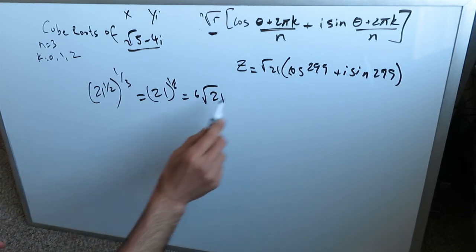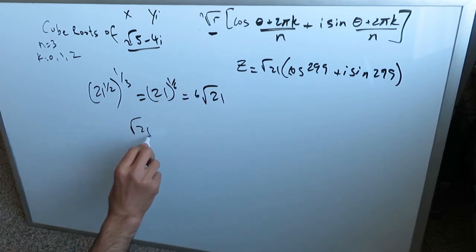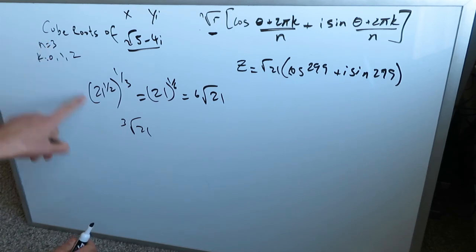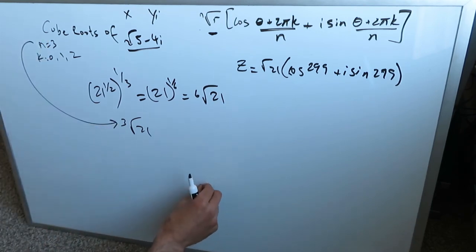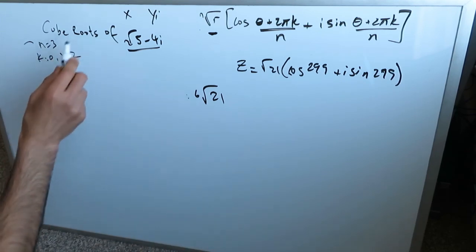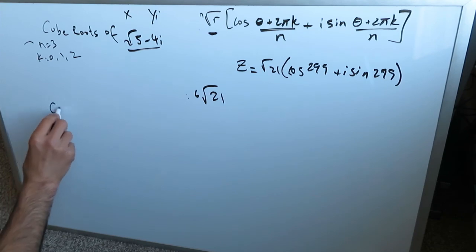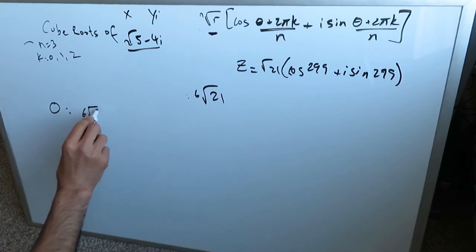So do not make the mistake of looking at root 21 over here and then just putting a 3 over here and just transporting this over and saying that this is your modulus term, because that's not going to be right. Our first term, we have to do cube roots, 3 different terms. First term will be 6th root of 21.